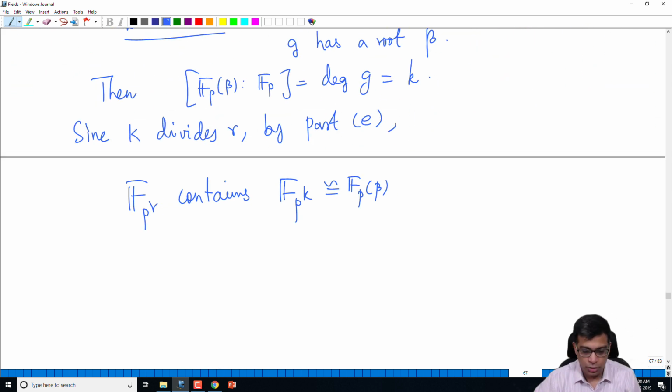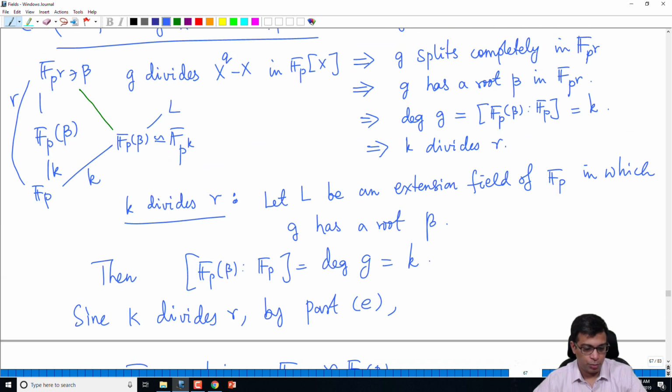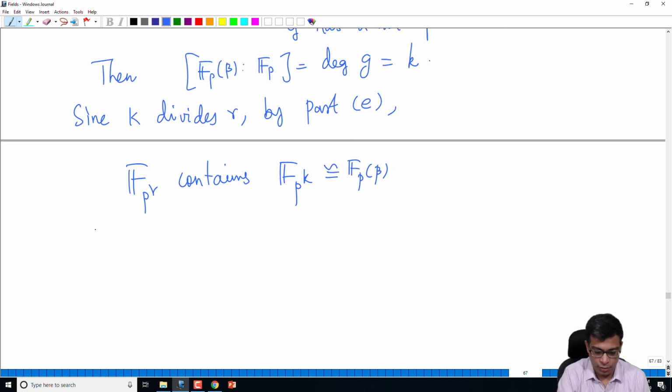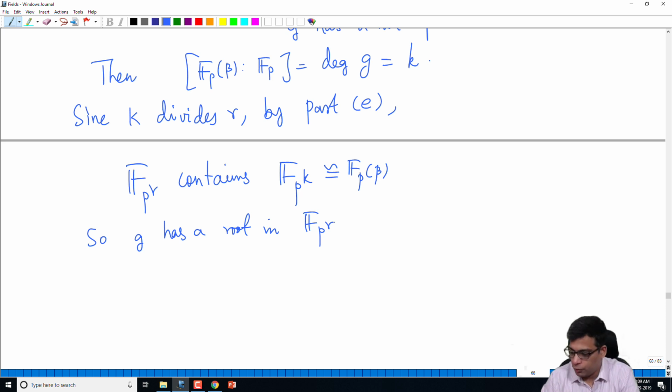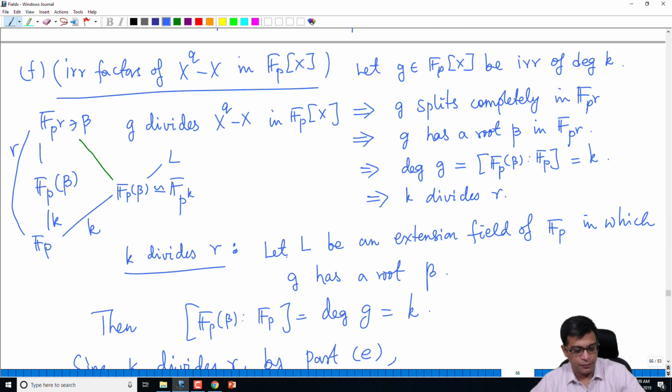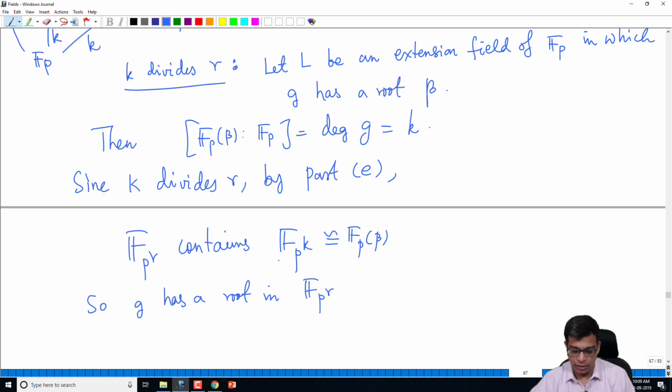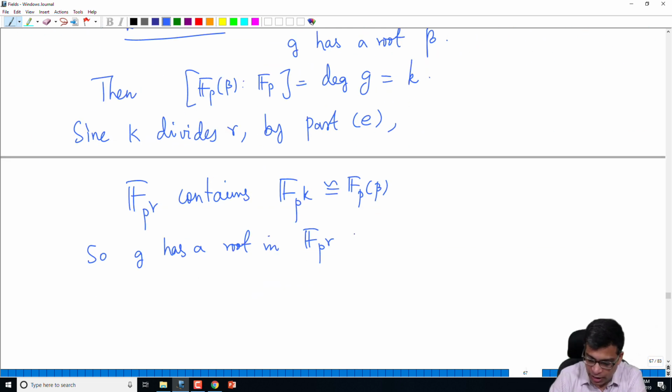So because Fp(beta) can be thought of as a subfield of Fp power r, G has a root in Fp power r. All we need to do is look at the isomorphism of a subfield and look at the image of beta. That means it has a root in Fp power r. But that means, let's say that root is called beta prime in Fp power r.